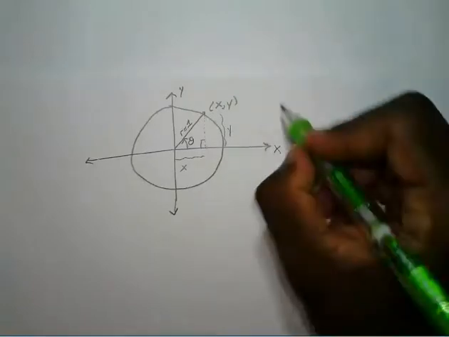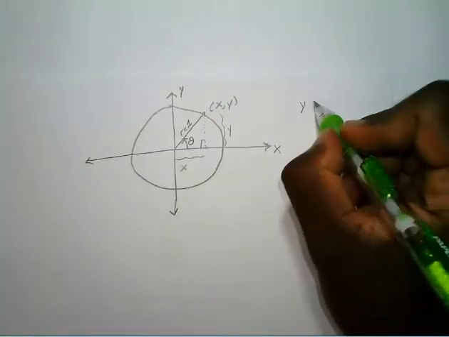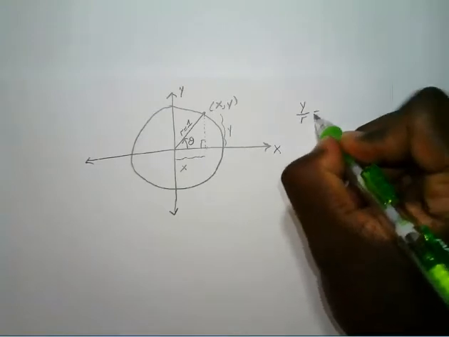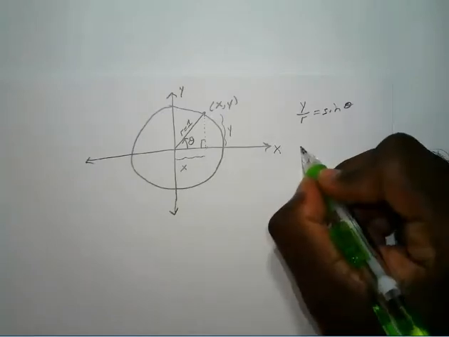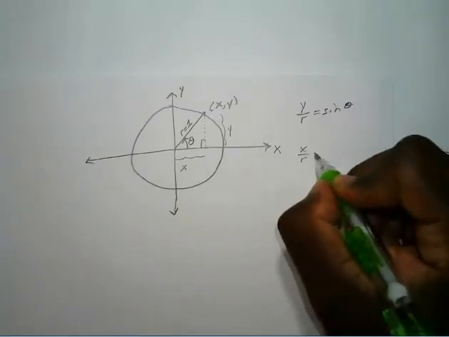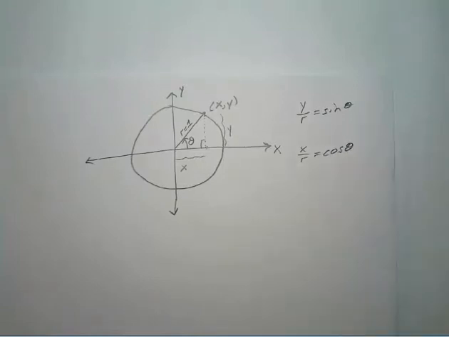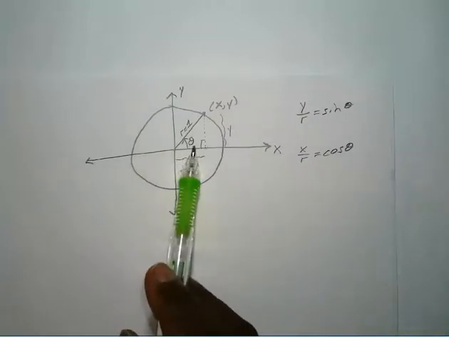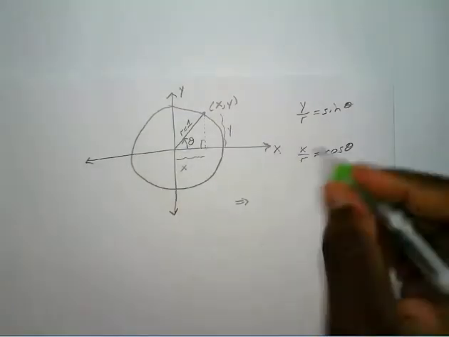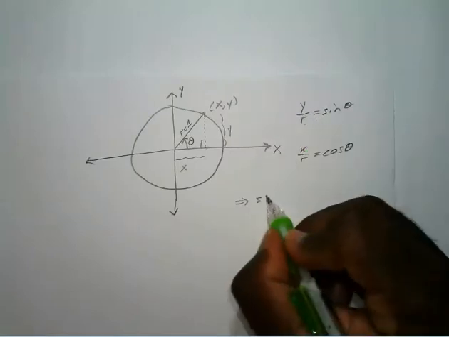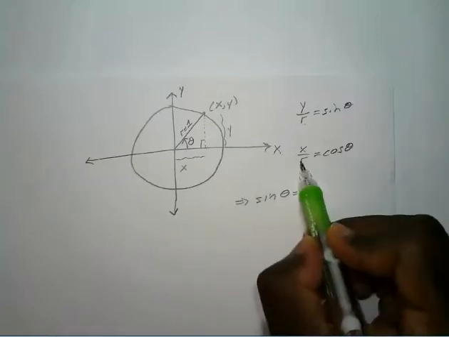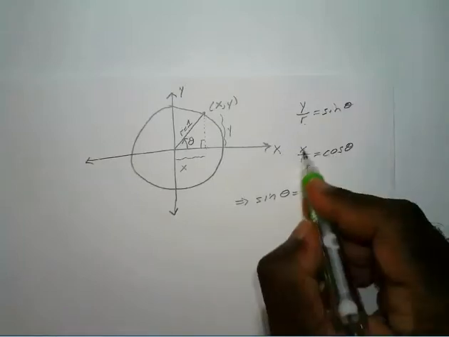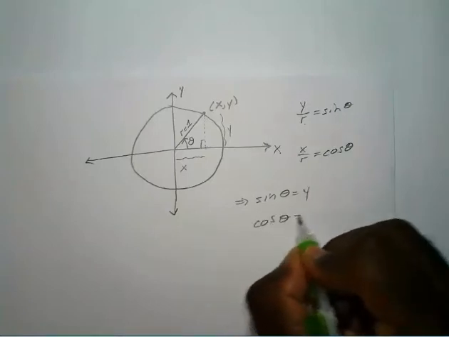Alright, so we know that y over the radius is equal to sine of theta, and x over the radius is equal to cosine of theta. Okay, since your radius is equal to 1, y over 1 is y. So sine of theta is equal to y. And again, radius is equal to 1, so cosine of theta is equal to x over 1, or just x.